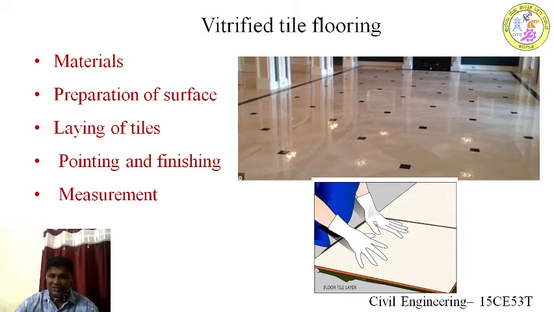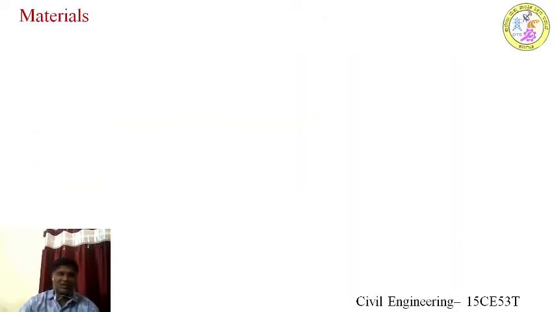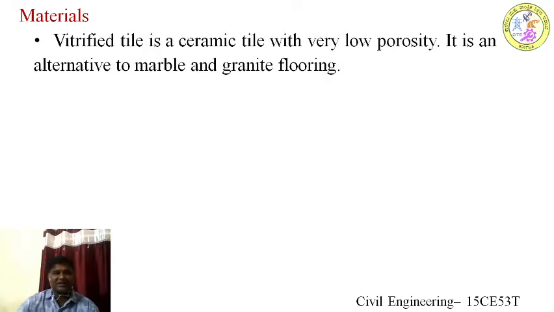So there should be no gap at all when we are going to do vitrified tiles. If it is unavoidable, then white cement will be applied to the joint. Coming to materials, here cement mortar is required, and vitrified tiles are required. Vitrified tiles are produced in the factory. They are nothing but ceramic tiles.